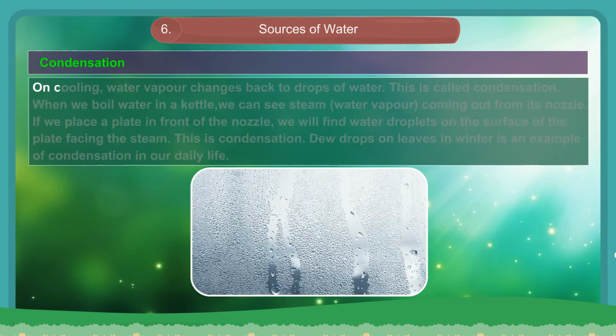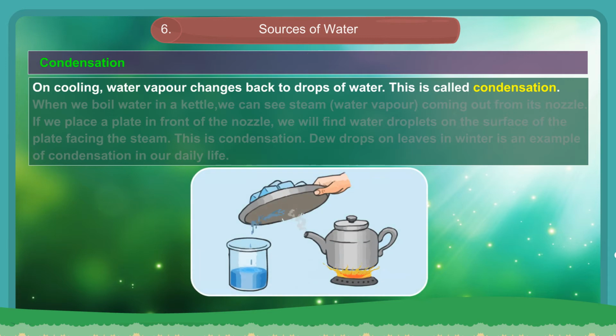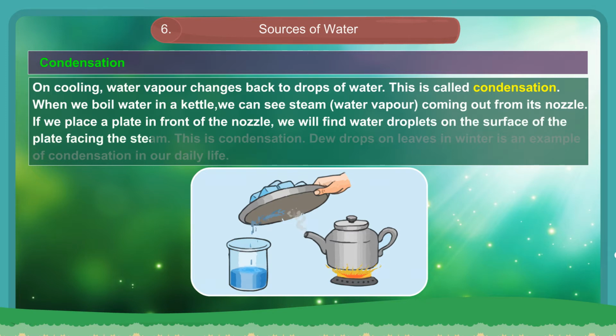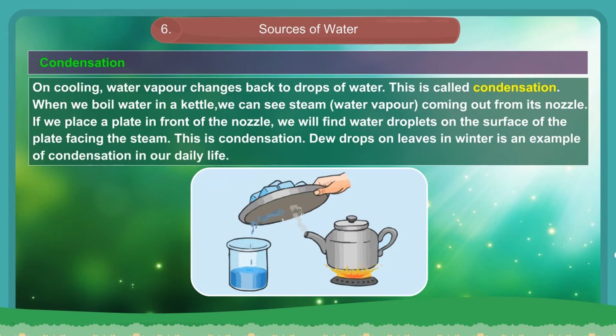Condensation. On cooling, water vapor changes back to drops of water. This is called condensation. When we boil water in a kettle, we can see steam, water vapor, coming out from its nozzle. If we place a plate in front of the nozzle, we will find water droplets on the surface of the plate facing the steam. This is condensation. Dew drops on leaves in winter are an example of condensation in our daily life.